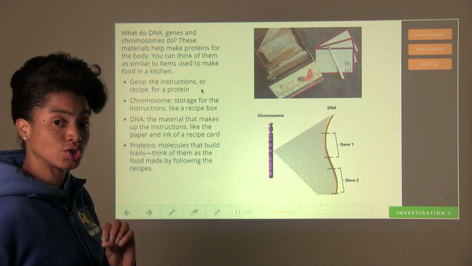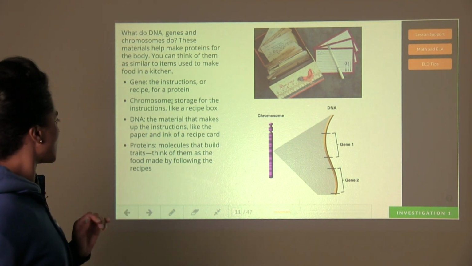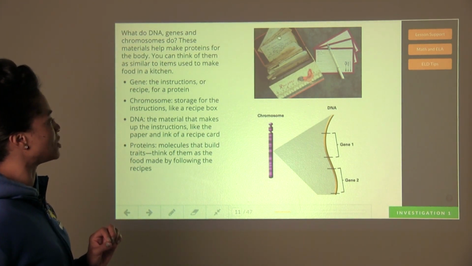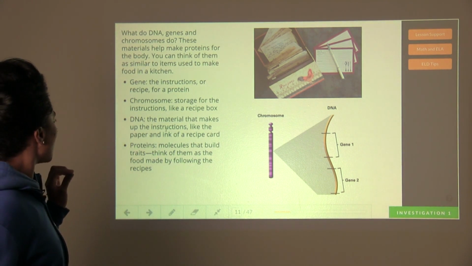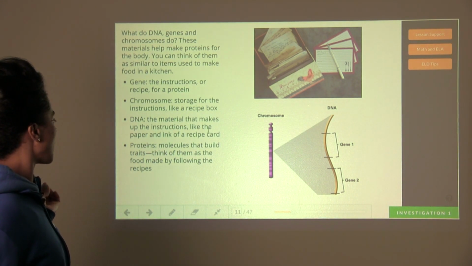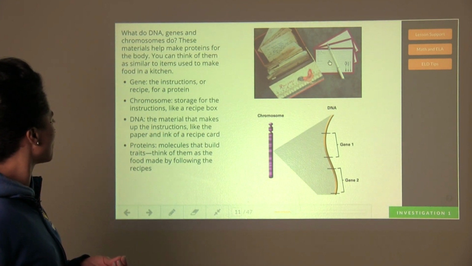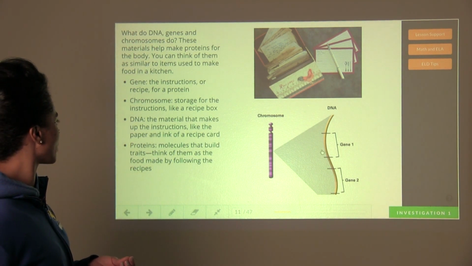Okay? This is what we're going to do. This is how we're getting it done. Okay? Chromosomes, what's their job? Storage for the instructions, like a recipe box. Okay? So the chromosome will hold the information, holds the instructions. Okay? DNA, the material that makes up the instructions, like the paper and ink of a recipe card. Okay, so here's a recipe card. So this makes up the instructions.